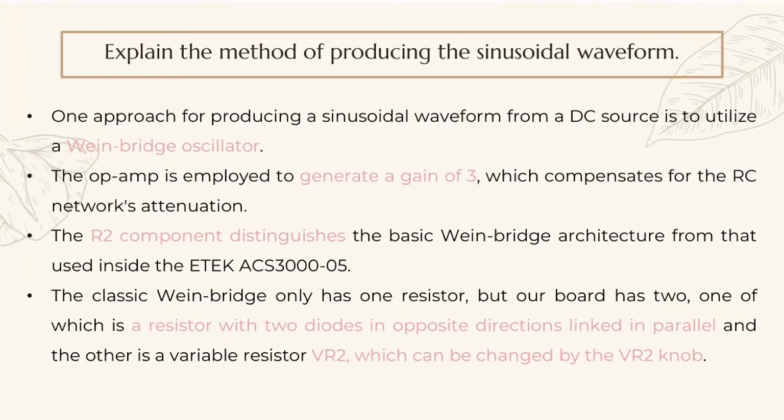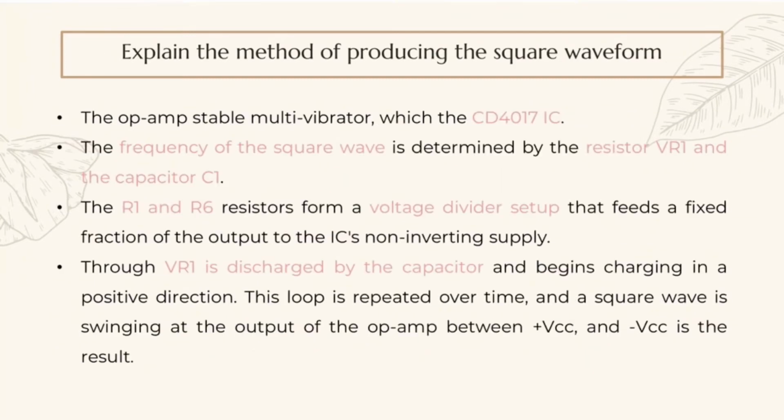The classic Wien bridge only has one resistor, but our board has two, one of which is a resistor with two diodes in opposite directions, linked in parallel, and the other is a variable resistor VR2 which can be changed by the VR2 knob. The next question is explain the method of producing the square waveform.